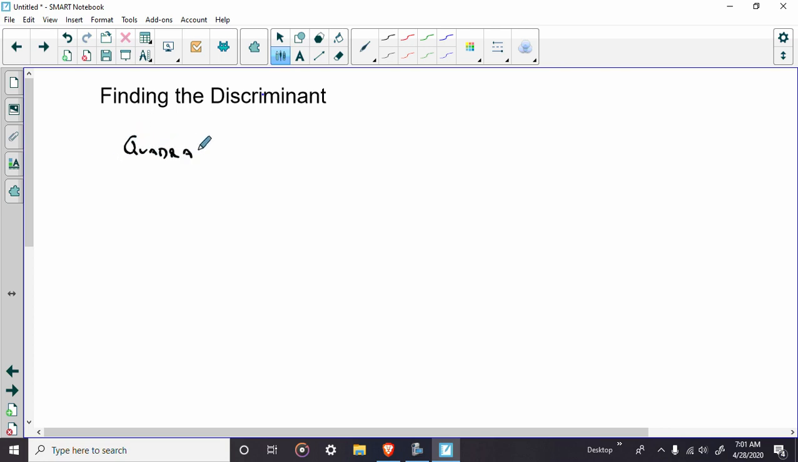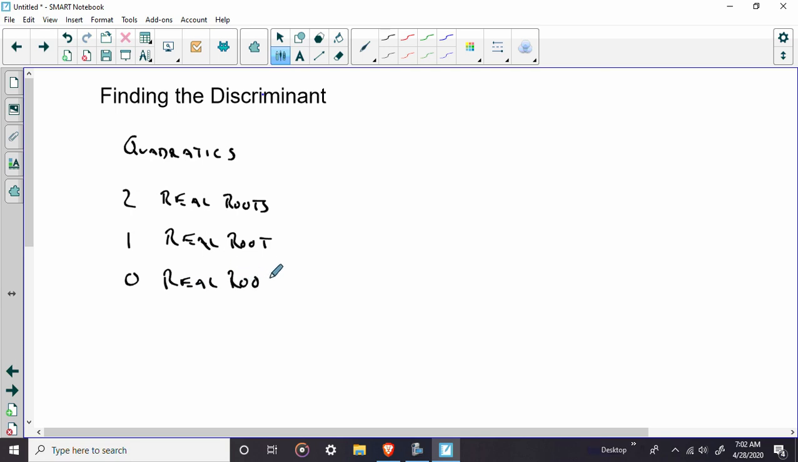The discriminant we use for quadratics. And we use it to tell whether there are two real roots, one real root, or zero real roots. Okay. And we're going to use a little formula, and essentially, if you have a positive answer, you can have two real roots. If you have zero as an answer, you're going to have one real root. And if you have a negative answer, you're going to have no real roots, okay?